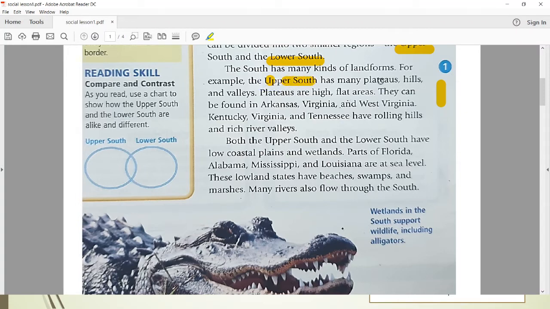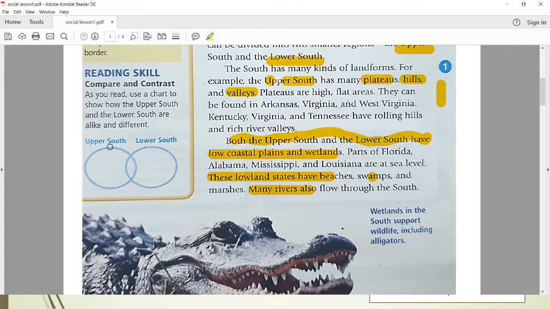Alright, so in the upper South, you can find plateaus, hills, and valleys. Both the upper South and lower South have low coastal plains and wetlands. Now, here, the lowland states have beaches, swamps, and many rivers. So which means that you can actually answer this box here.